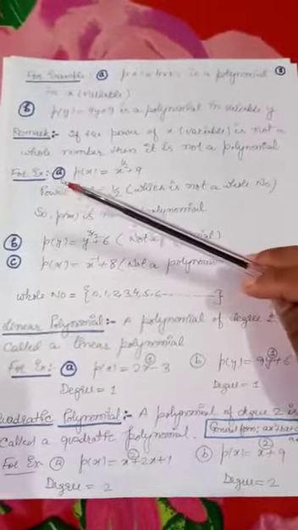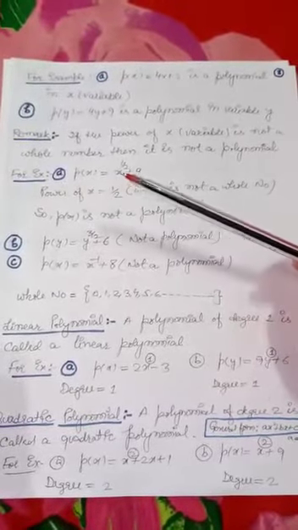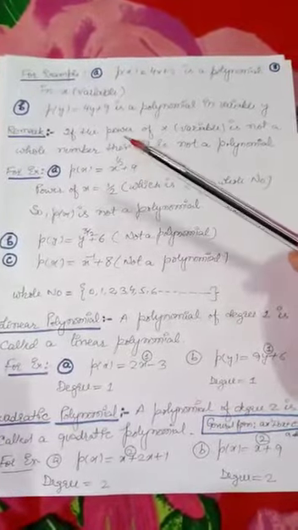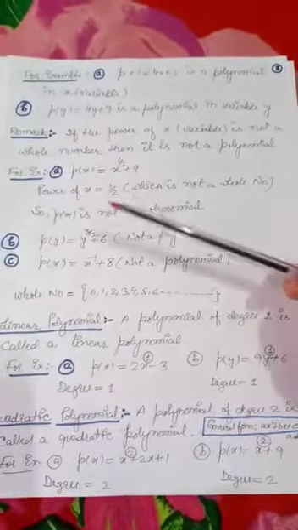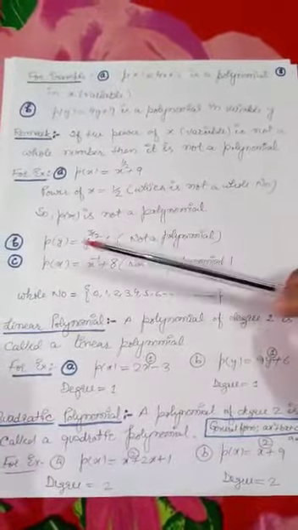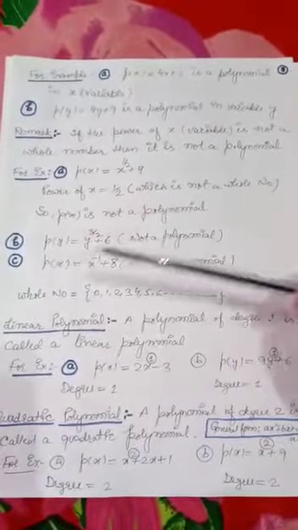Let us take an example. For example, p(x) is equals to x raised to power half plus 9. Here the power of x is 1 upon 2. 1 upon 2 is not a whole number, it is a fraction. It is a rational number. So that's why p(x) is not a polynomial.